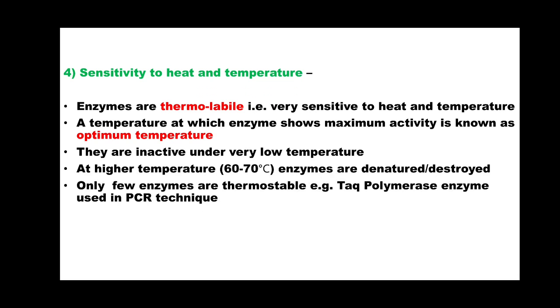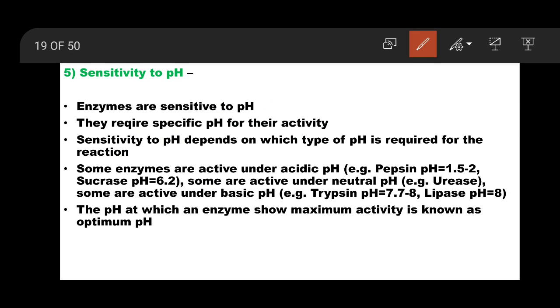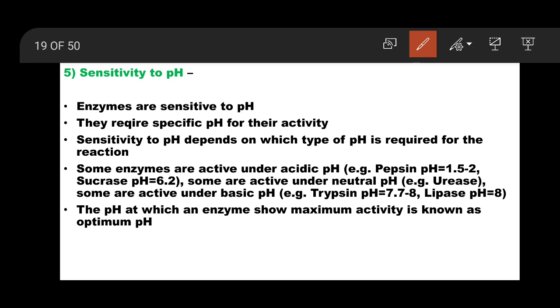This was all about sensitivity to heat and temperature. The last point coming is sensitivity to pH. Let us revise the points. Like temperature, pH is there. You know what pH is: the negative logarithm to the base 10 of hydrogen ion concentration. That is the pH. Enzymes are very sensitive to pH. They require a specific pH for their activity. The pH required for an enzyme is specific.